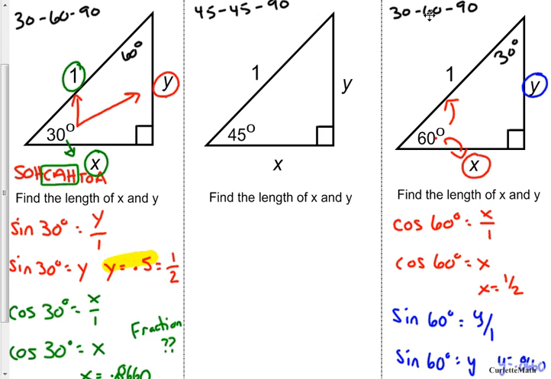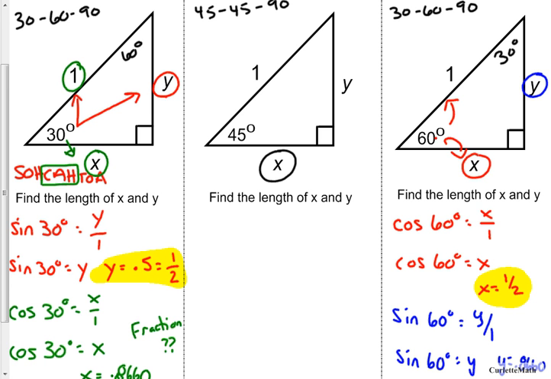Here we have y equals 0.5 or 1/2. Here we have x equals 0.5 or 1/2. That should happen, and that pattern we'll use later on. Now, let's go into the middle and work out our 45.